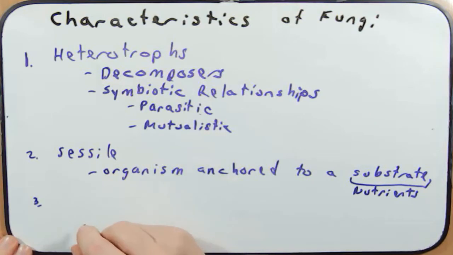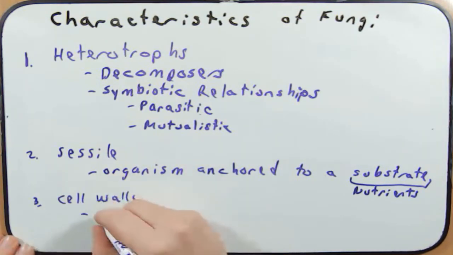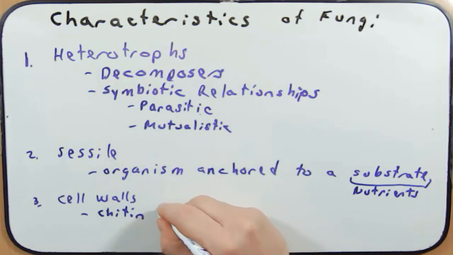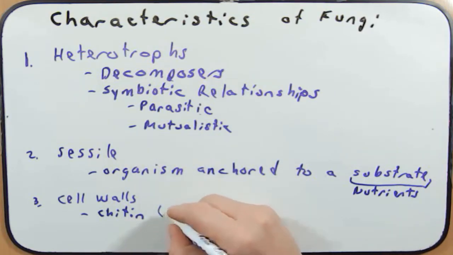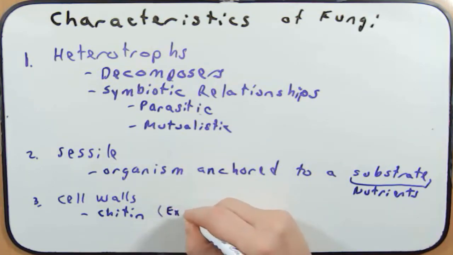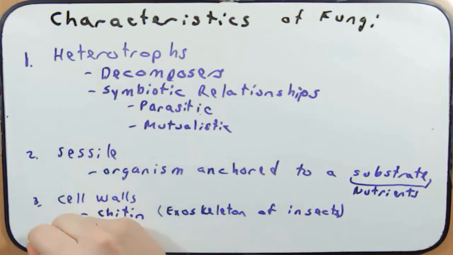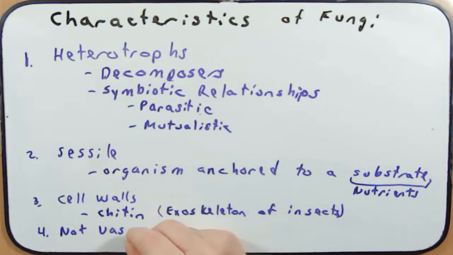And the next feature I want to talk about are their cell walls. And their cell walls contain a structure called chitin. This provides a great deal of strength to the cell walls. Interestingly, this is also a component, chitin, that's found in the exoskeleton of insects. And the last point I want to make here is that fungi are not vascular. They don't have the vascular system that we just learned about in the gymnosperms and the angiosperms, and they also don't have the vascular system that we will learn about in the future when we talk about animals.